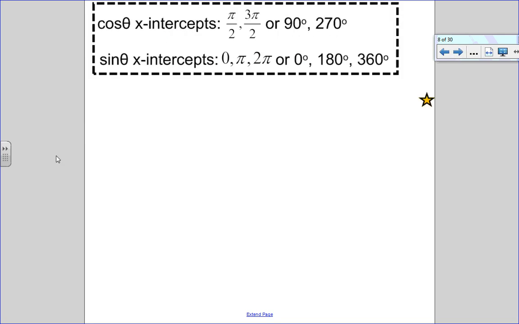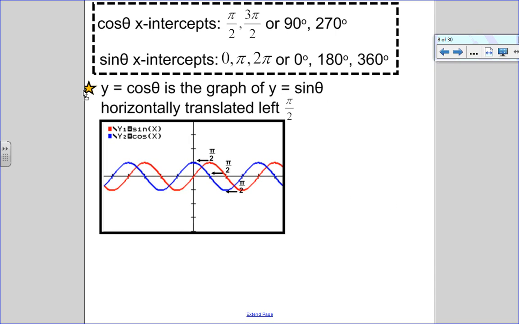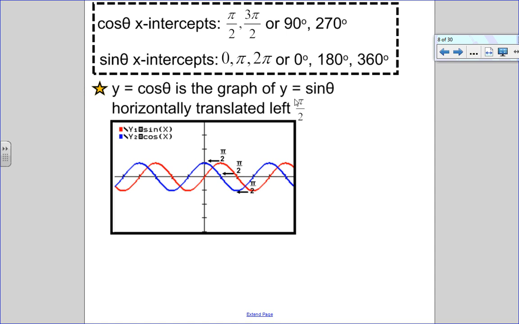Okay, so putting it together here, cosine has intercepts at pi over 2, 3 pi over 2, or 90 and 270. Sine has x-intercepts at 0, pi, and 2 pi, or 0, 180, and 360. So I don't know if you noticed this, but the sine and cosine graph are very similar. The only difference between them is actually the starting point.